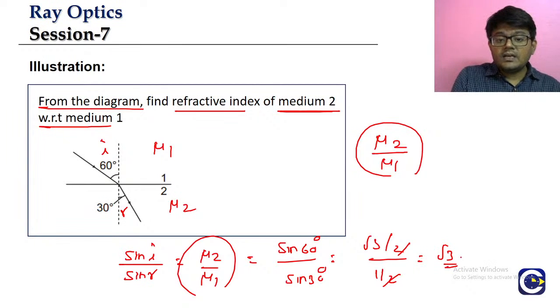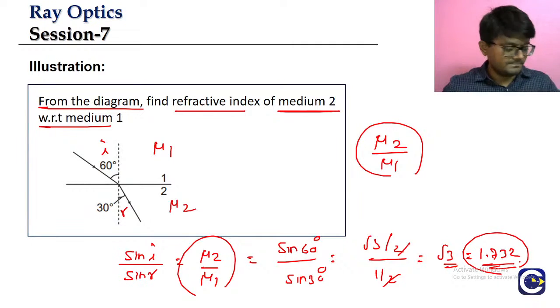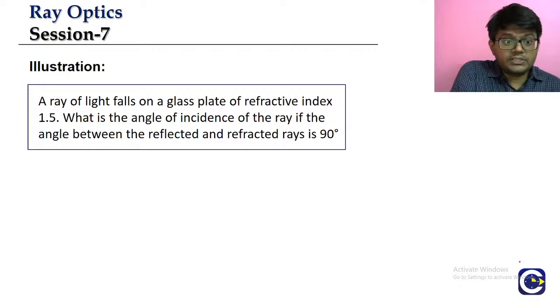What is the refractive index of the medium 2 with respect to medium 1? Root 3. We can also write it as, if you want a decimal number, 1.732. Okay. Hope it is clear, guys. Let us go to the next question.